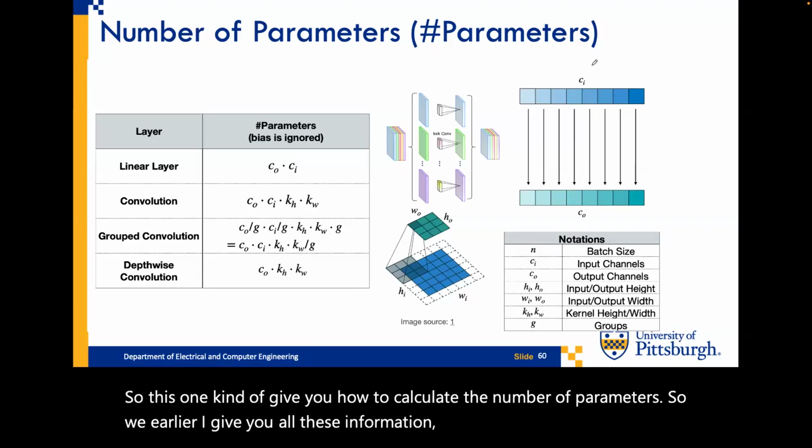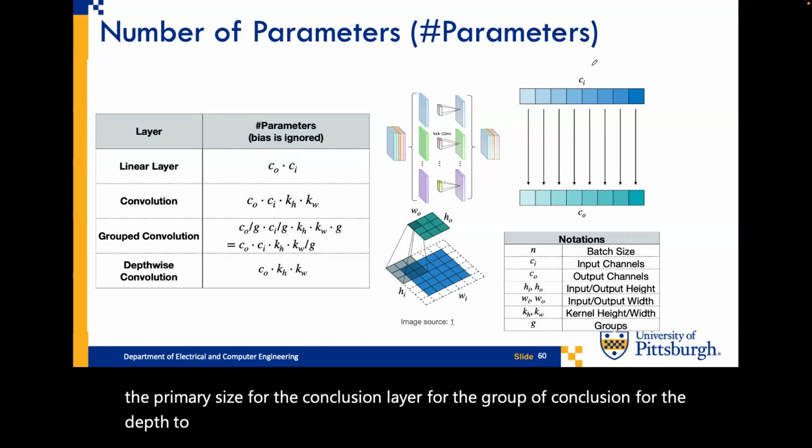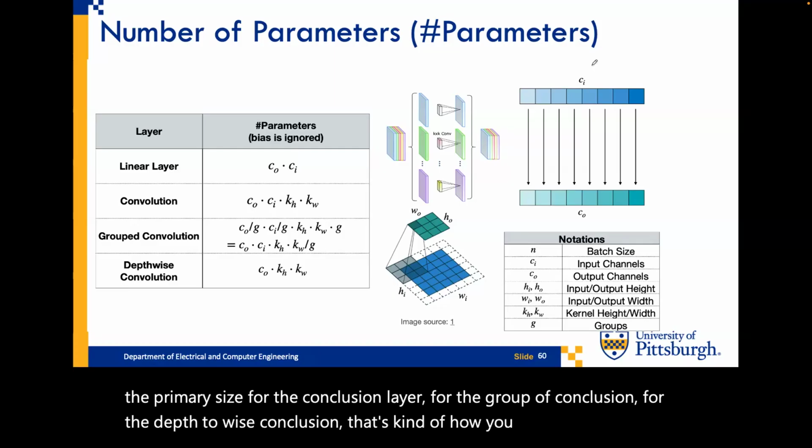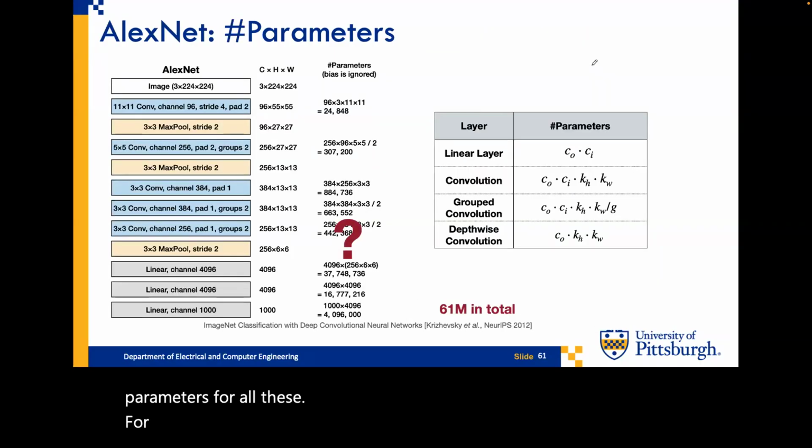For the linear layer, what's the parameter size? For the convolution layer, for the group convolution, for the depth-wise convolution. That's kind of how you calculate the number of parameters for all those layers. So let's put that into action. So for example, like AlexNet, okay?